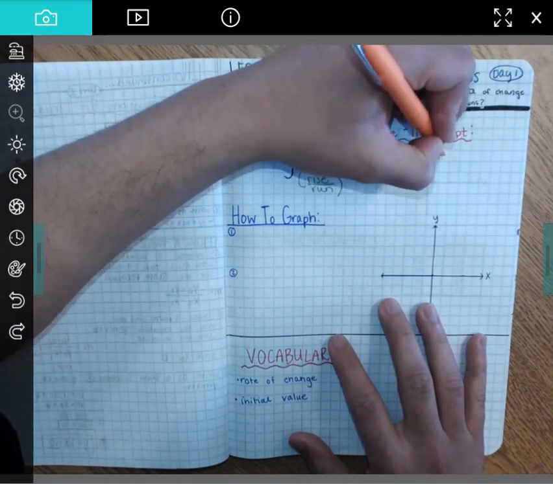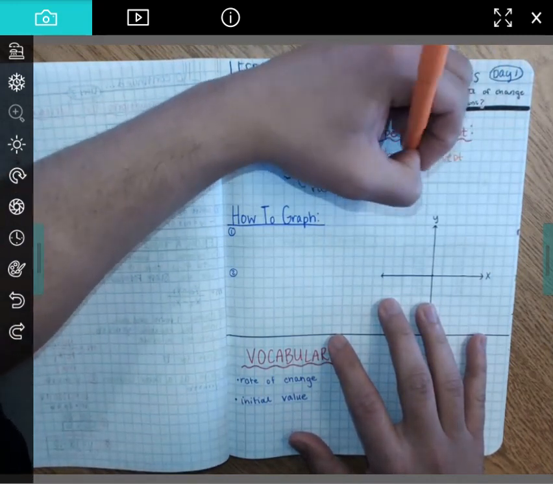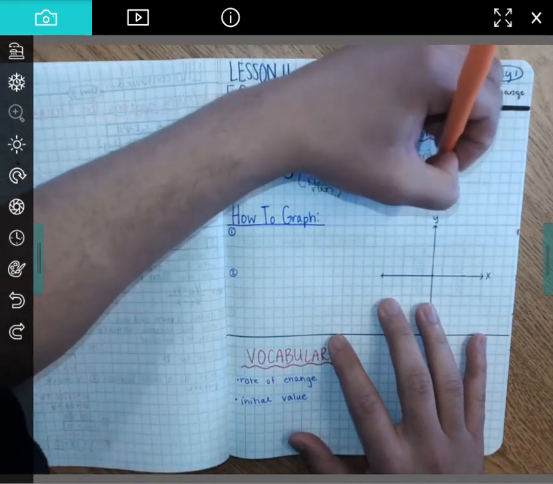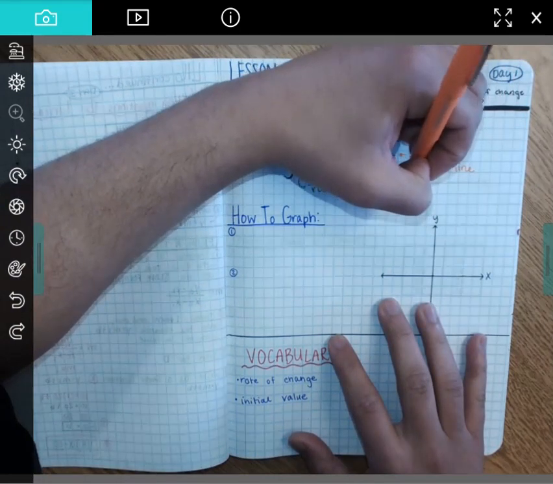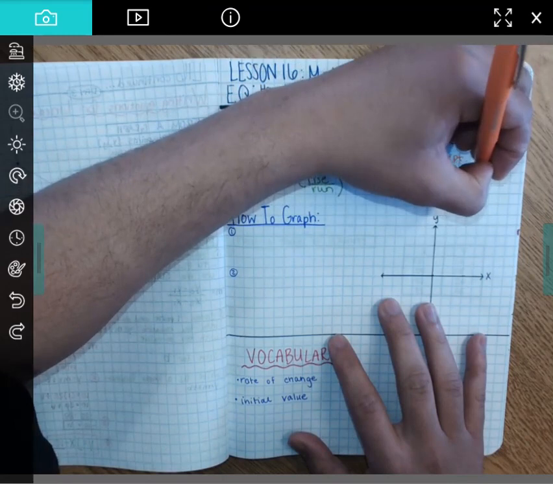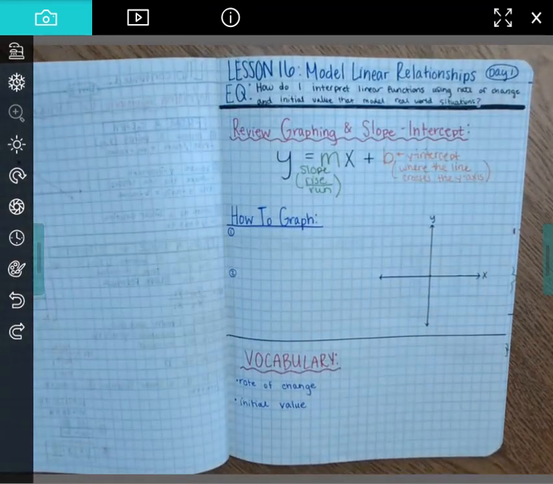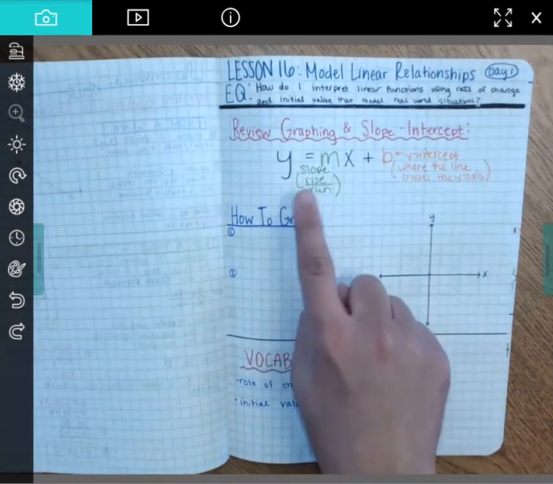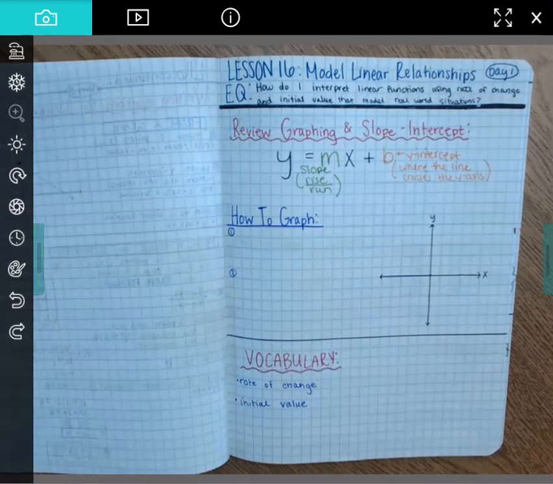The definition of the y-intercept is where our line crosses the y-axis. So when we graph, these are the two things we are looking for. We're going to try to find our slope, and we're going to try to find our y-intercept.